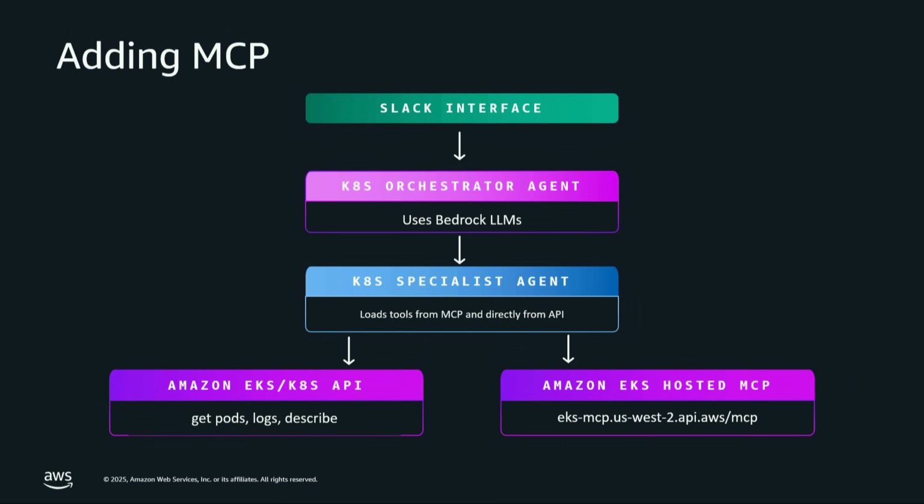Exactly. And here's that new architecture, right? For that specialist agent, you'll notice there's one more box. On the bottom left there are the manually coded tools that we had from before, and now with MCP, the specialist agent can decide to use the MCP if it wants to. Let's take a look at how we would configure that.